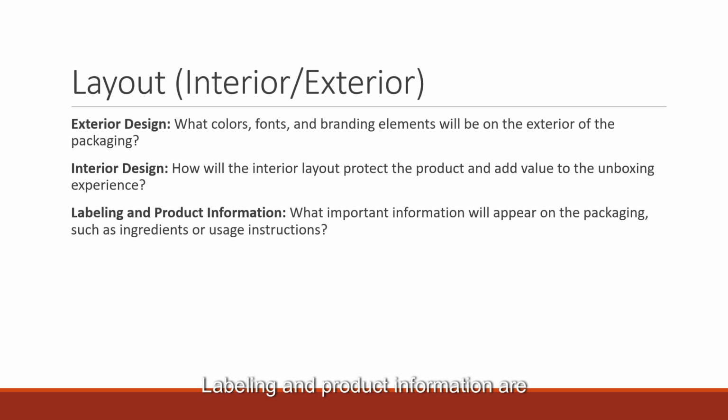Labeling and product information are essential aspects of packaging design, providing customers with the information they need to make informed purchase decisions. Important details such as ingredients, usage instructions, warnings, and expiration dates should be clearly visible and easy to read. Labeling is not only a regulatory requirement in many cases, but also a way to build trust by being transparent with customers. The placement and presentation of this information should be designed to complement the overall look of the packaging without overwhelming the aesthetic.